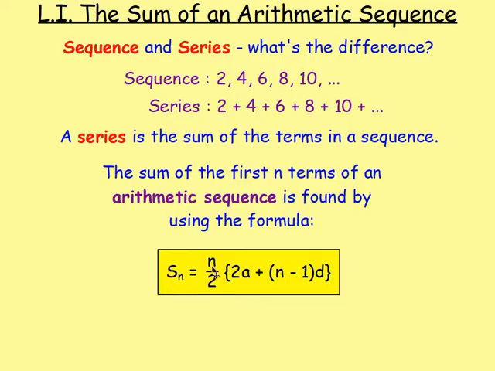The sum of n terms is equal to n over 2, and then in curly brackets 2a plus n minus 1d. What you'll notice is that this a plus n minus 1d is the previous formula that we just learned. It's a good way of remembering them.